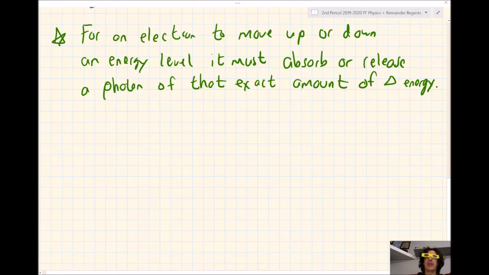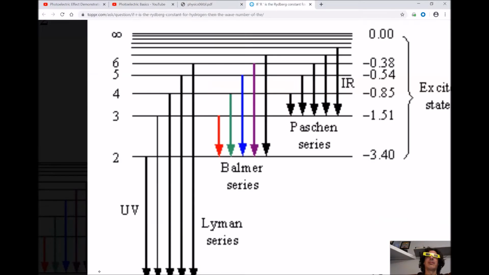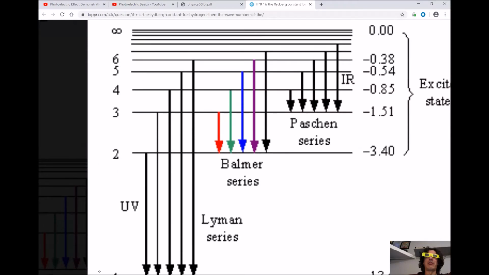Now what we could do is, let's look at the hydrogen atom. And here's a picture of the hydrogen atom at different energy levels. So when an electron goes from n equals 3 to n equals 2, it's going to release a photon in the form of red light. When it goes from 4 to 2, it releases a green photon. When it goes from 5 to 2, it releases a blue photon. From 6 to 2, it's a violet photon.